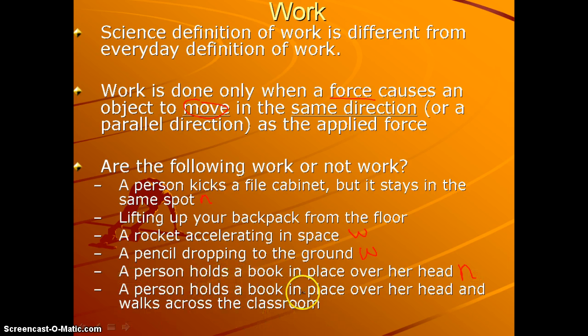All right, a person holds a book in place over her head and walks across the classroom. Let's think about this. So is a force being exerted? Yes. Is the object moving? Yes, it is. However, this would be not work, and here's why. The force is being exerted in this direction, but the object is being moved in this direction across the classroom. Therefore, this would not be work because the force and the movement are not in the same direction.